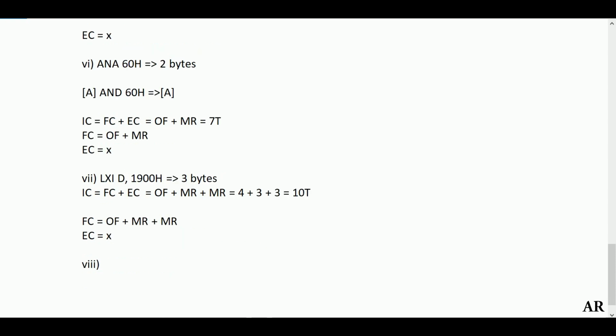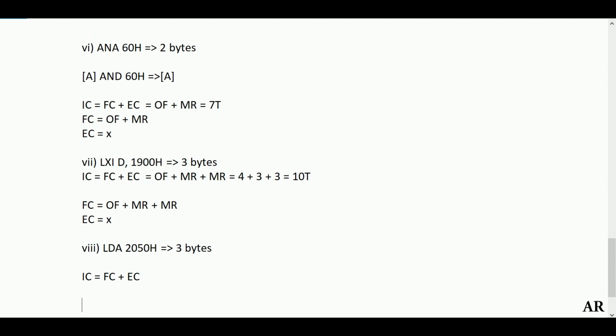So one more example, if we take, let it be LDA 2050H. So as per the discussion above, you can very well figure it out. It is a 3 byte instruction, and the same thing, instruction cycle equals fetch cycle plus execute cycle. Now the fetch cycle for 3 bytes will be the same part, opcode fetch plus memory read. So I am not explaining that part. So this will be same.